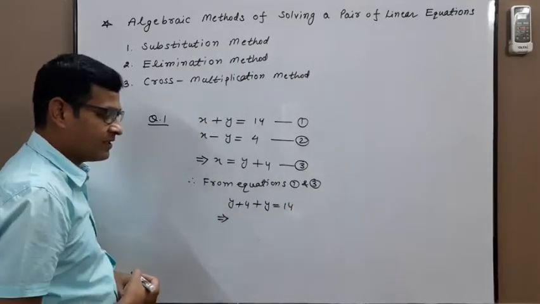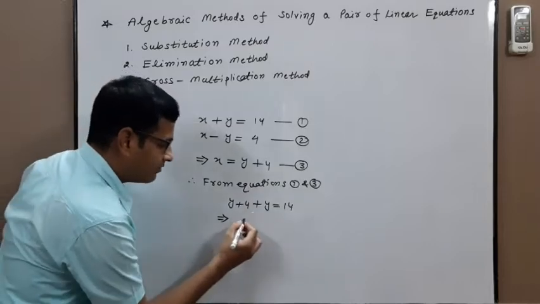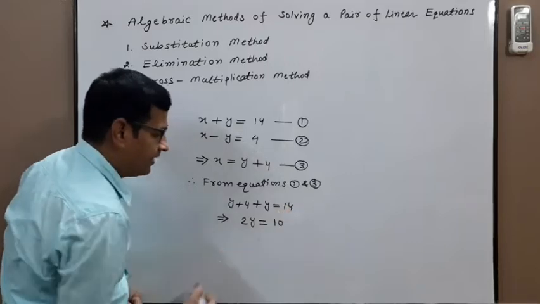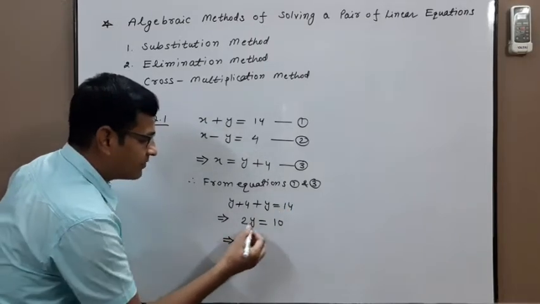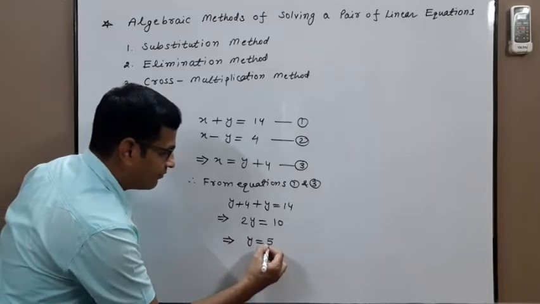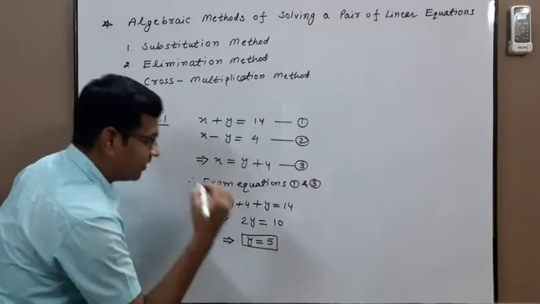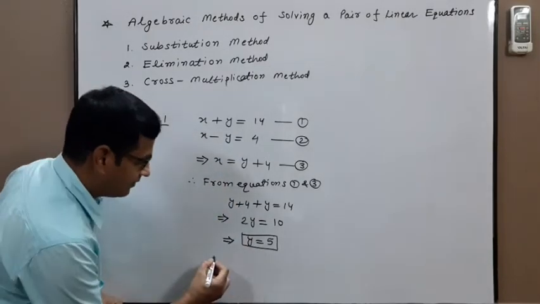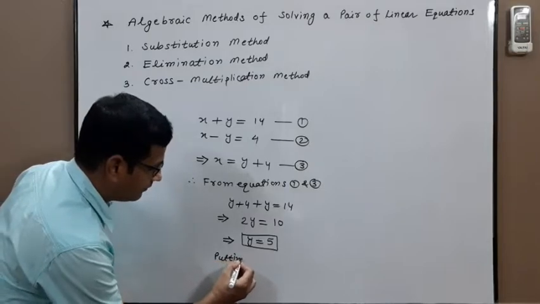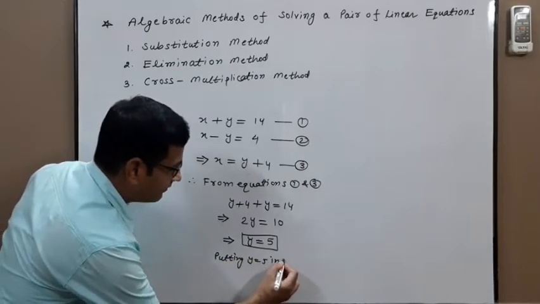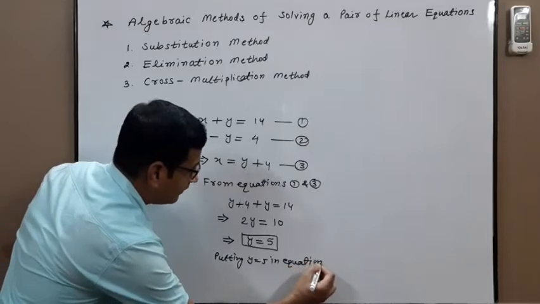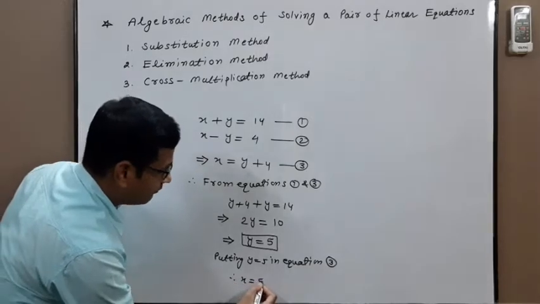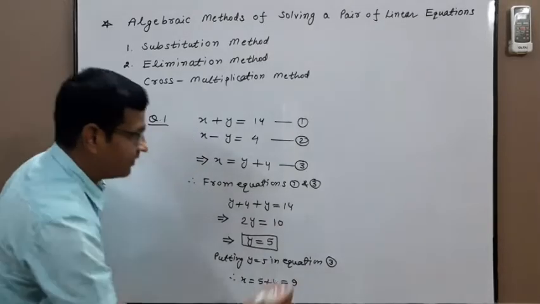So we get a linear equation in one variable. y plus y, 2y is equal to 14 minus 4, 10. Dividing both sides by 2, so y equal to 5. Now find the value of x. Putting the value of y, y equal to 5, in equation 3, so x is equal to 5 plus 4 equal to 9.